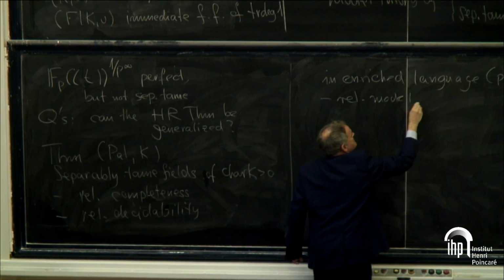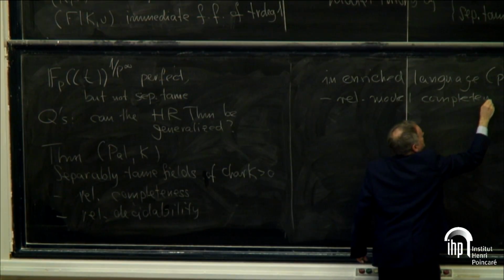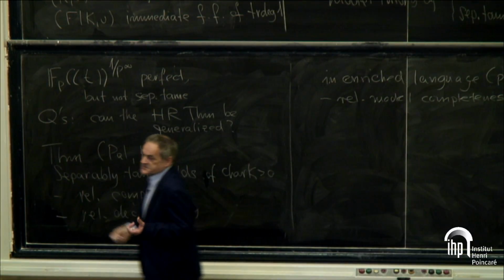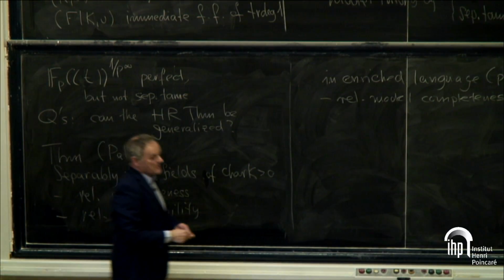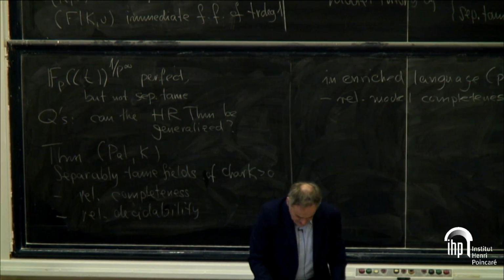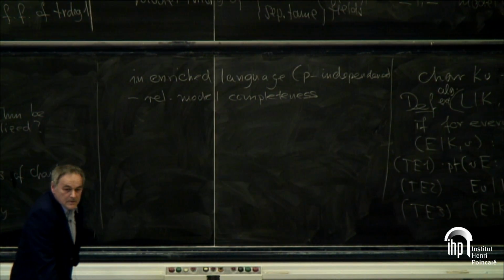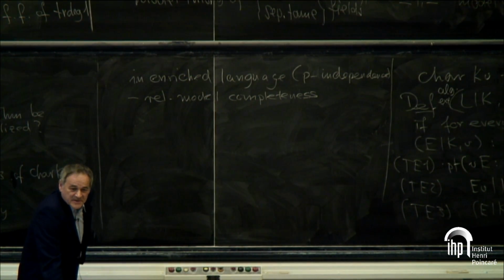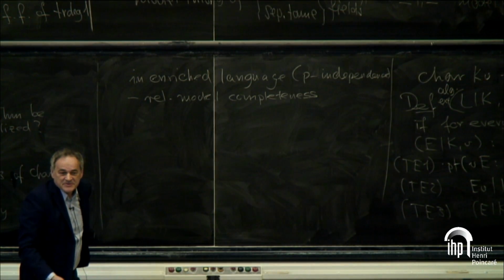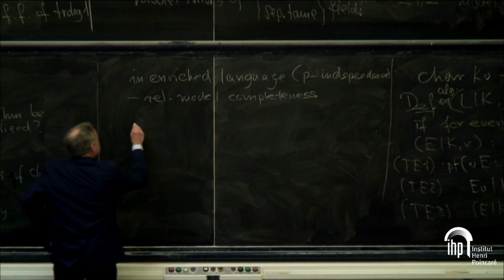So that shows one way to go, namely kick out the bad extensions by enriching your language. So the question is, how far is that possible? How far can you go with that? Okay, so what do you mean by relative model completeness? Relative to value group and residue field. So what we also call these Ax-Kochen-Ershov principles. Okay, so separably tame fields.